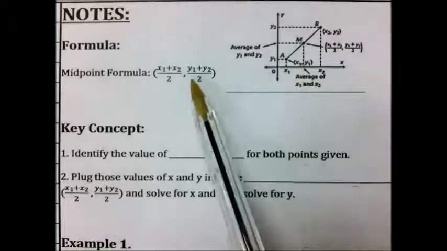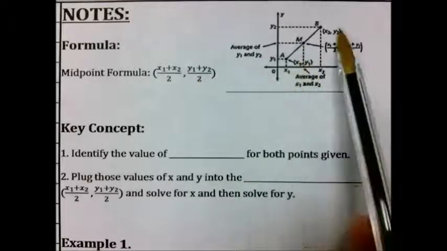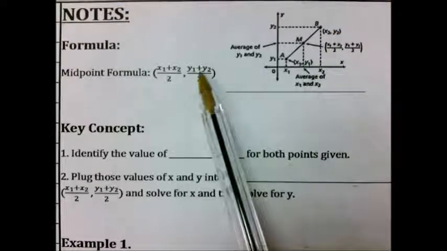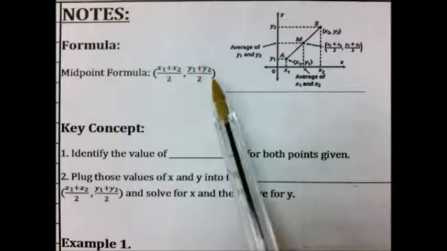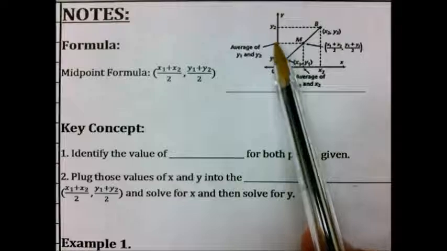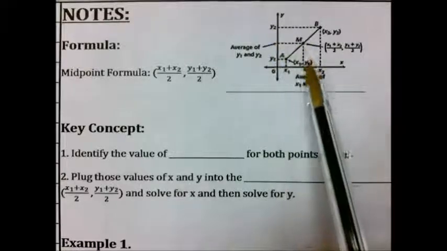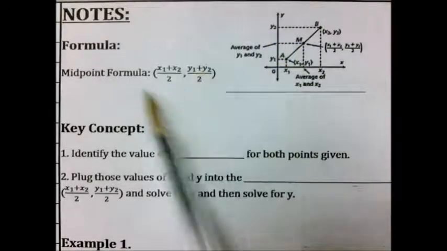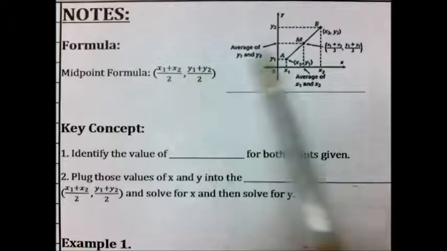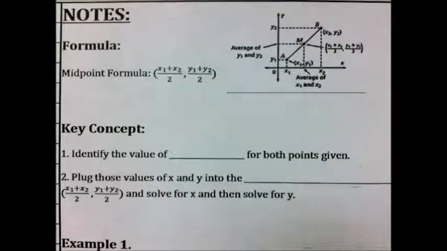And we'll do the same thing for y. If you have y1, y2, you're going to find the average of the distance between those two, and you'll get some point. And if you connect that coordinate based on what you found here, you'll find the midpoint.